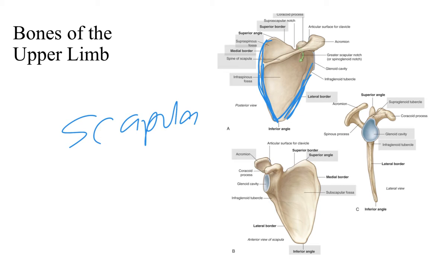A lot of students in the past, I've noticed, like to put the medial part facing outward and then the lateral part facing inward, because naturally it kind of looks like a wing if you do that. But if you do that, of course, then your arm would be in the middle of your back, so obviously that's not going to be correct. So that's the orientation of it.